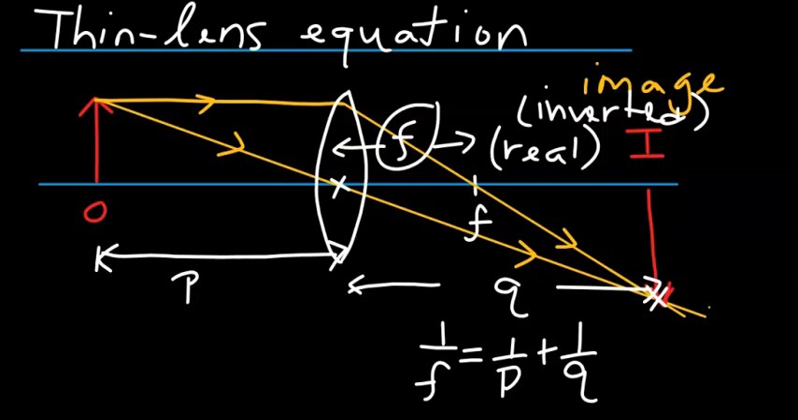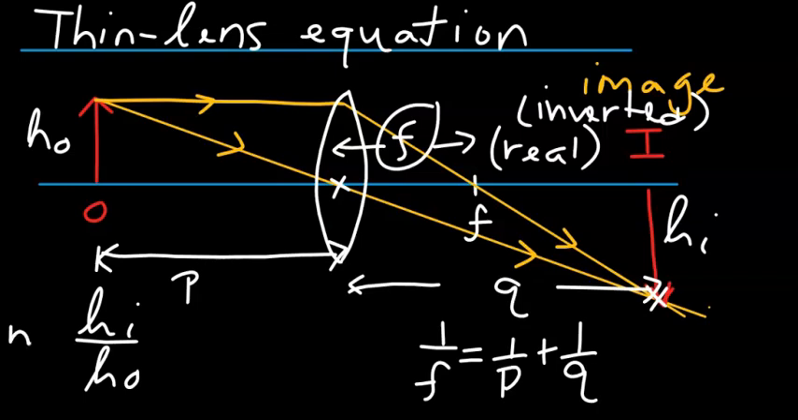Another pair of important variables are the height of the object and the height of the image, because the ratio of the height of the image to the height of the object is known as magnification. And this magnification can also be expressed in terms of p and q in a following manner: minus q over p. So this minus sign is important, as you will realize later.